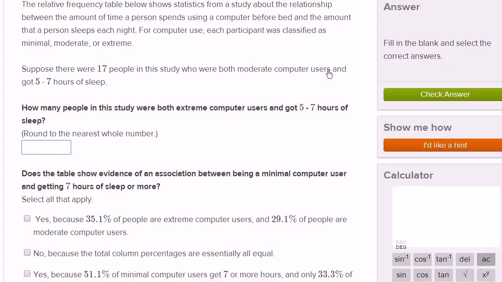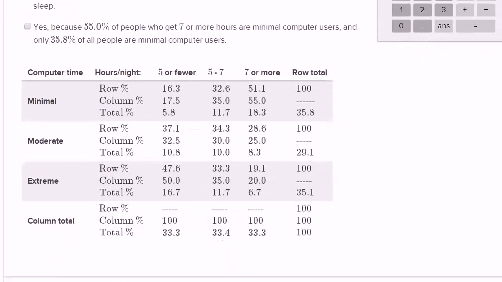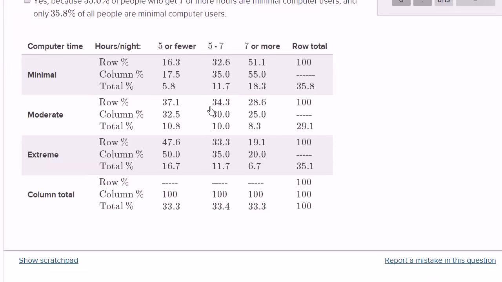So they tell us, suppose there were 17 people in the study who were both moderate computer users and got 5 to 7 hours of sleep. So moderate, 5 to 7. So this category right over here, there were 17 people in this category.